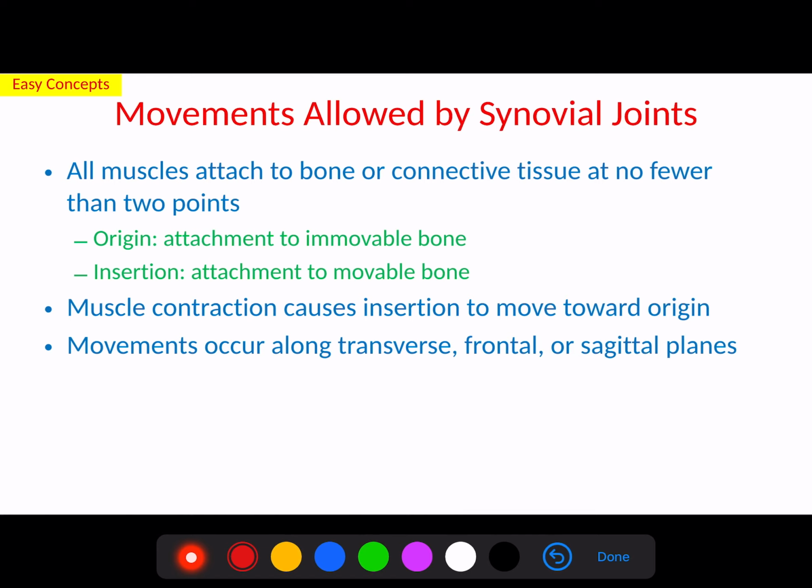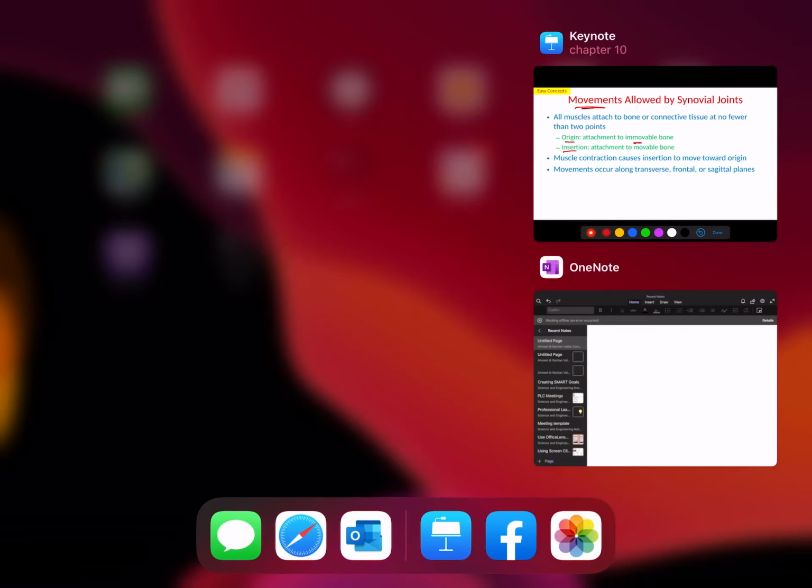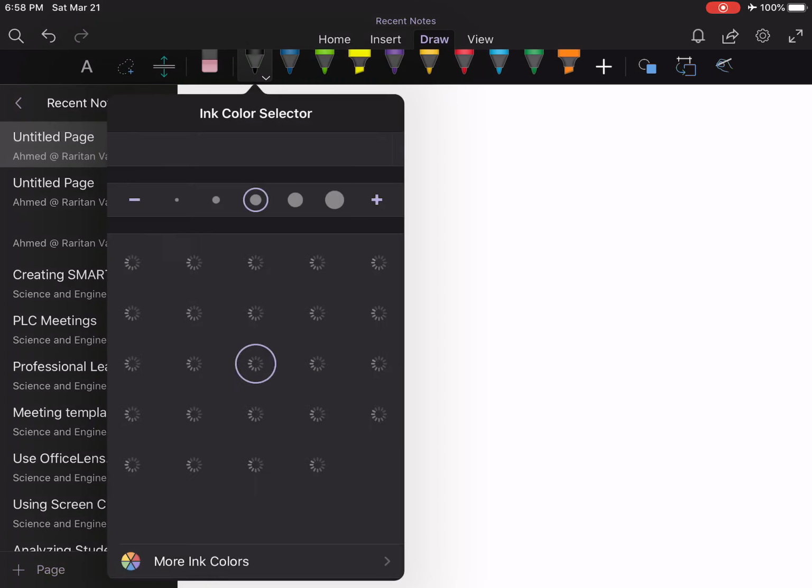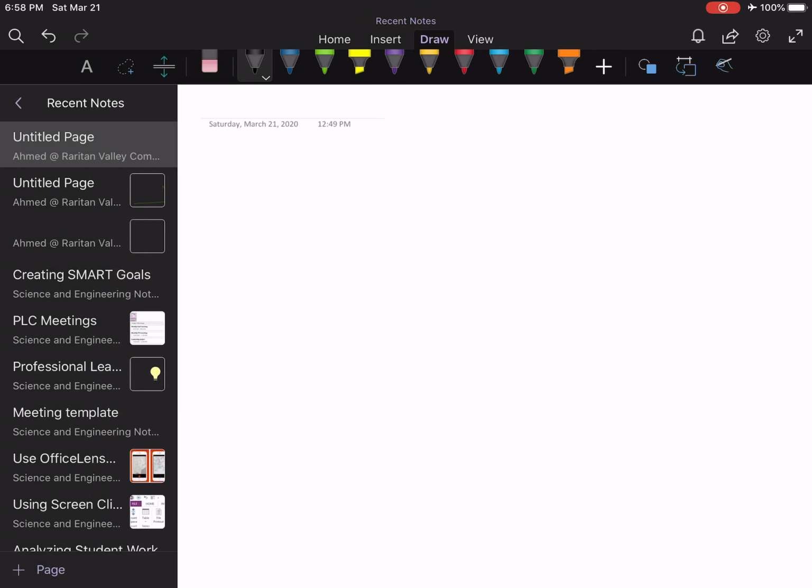Now, before going into the movement allowed by these synovial joints, there are two concepts we have to understand: the origin and the insertion. Origin is the attachment to the immovable bone, whereas the insertion is the attachment to the movable bone. What does this mean? For example, you have the elbow. The elbow is the articulation between the humerus and the ulna and the radius. So we'll just draw one of them.